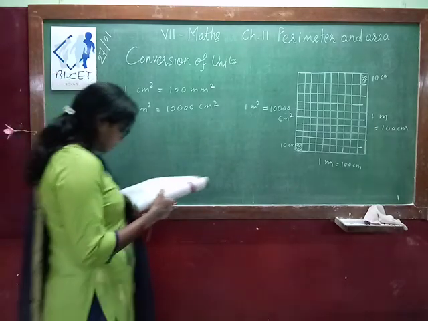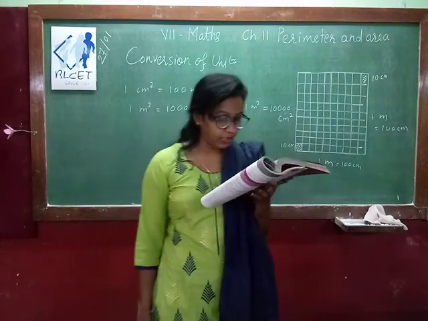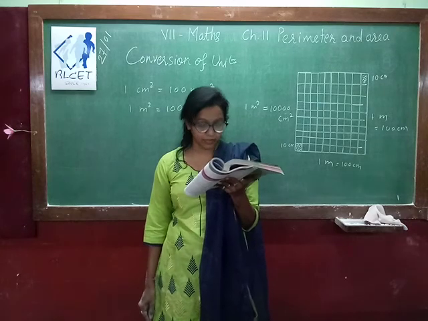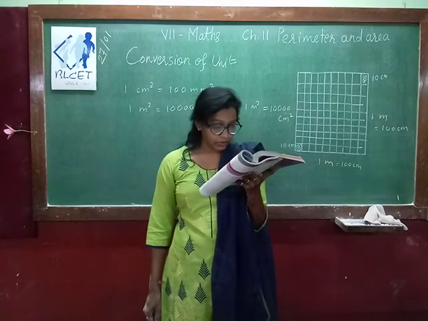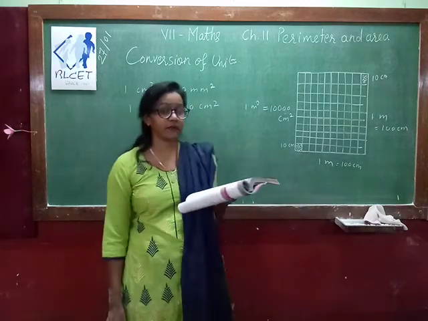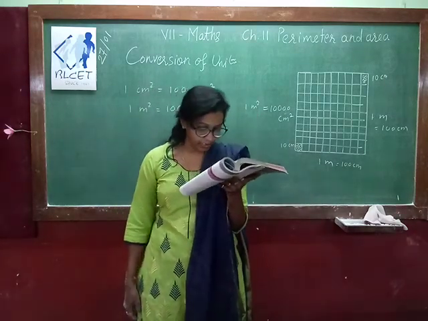So let's see in your textbook. So 1 centimeter square is equal to what? 100 times 1 millimeter square. So we get 100 millimeter square. And 1 meter square is equal to what? 1 meter into 1 meter. That is 100 into 100 will give you 10,000 centimeter square.